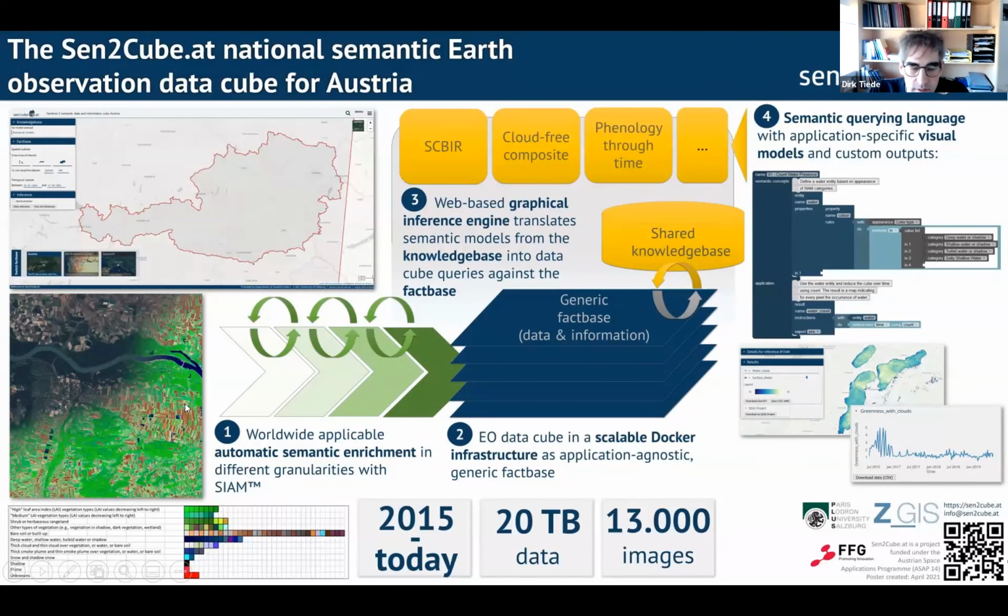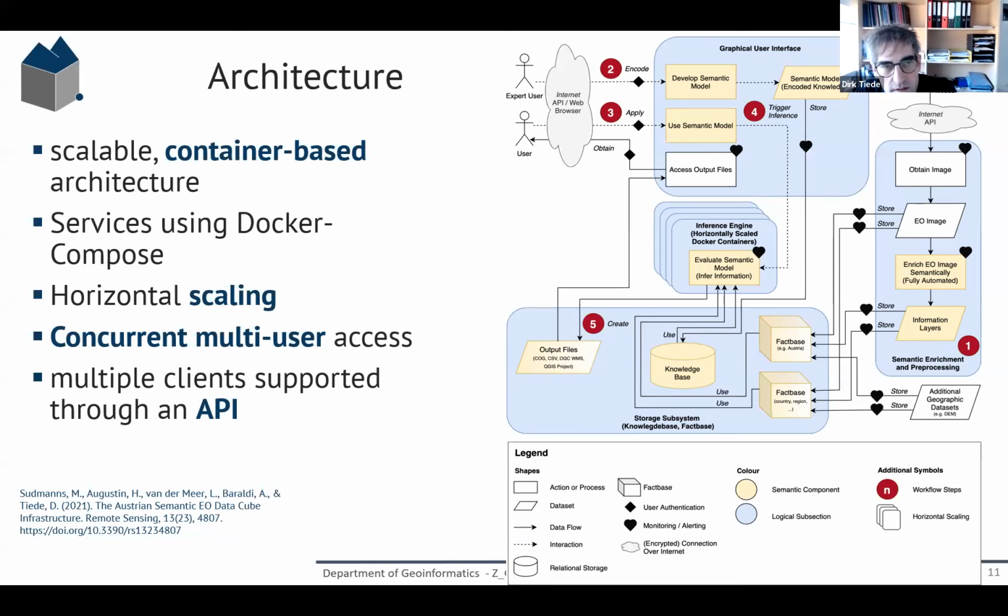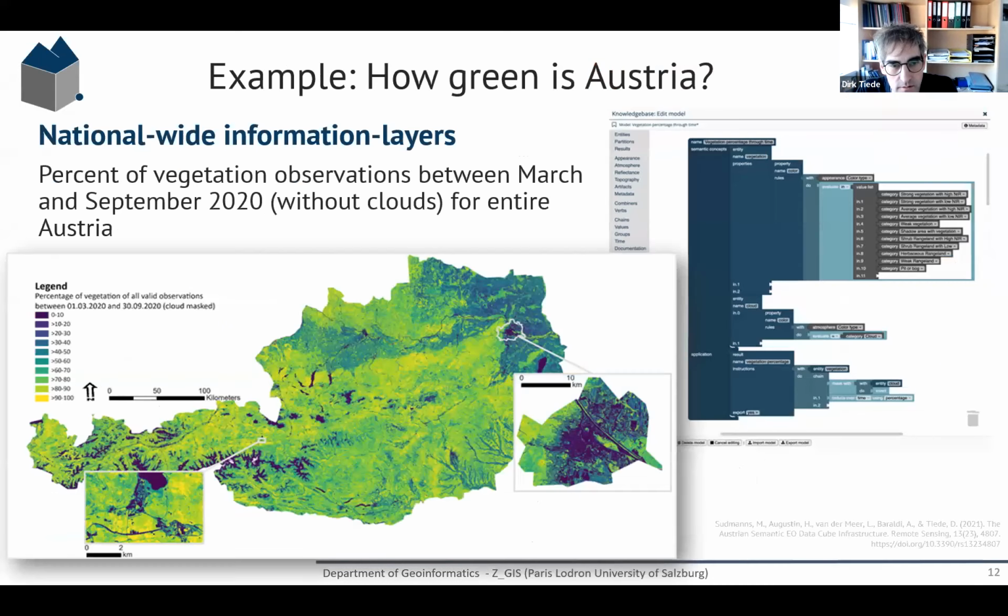Okay, that's our main implementation for Austria. That works quite well now. We have all Sentinel-2 data semantically enriched here, and that is used for different application cases. Some I will mention in half a minute to stay in time. I will not go too much into the architecture. It's all published, again, lower left. We will share the slides. So it's scalable, container-based, with concurrent multi-user access, multi-client support through an API, and so on and so forth.